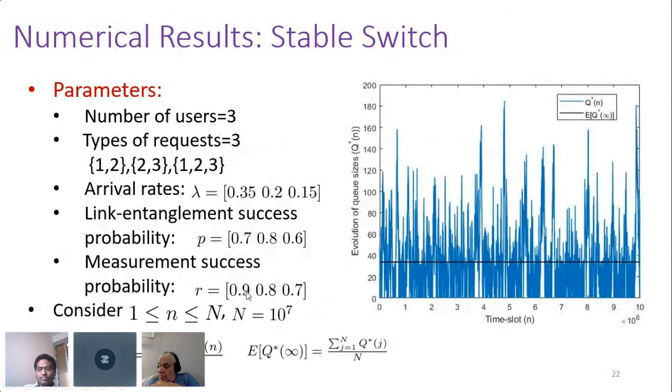Now in this figure, what I have shown is the evolution of Q star n as a function of n, where Q star n is essentially the empirical average of different types of requests. So at time slot n, we look at the queue sizes of different types, and then we take the sum of all the queue sizes and divide by 3. Similarly, we also include the expectation of Q star infinity, which is the stationary average value. Now, as you see, the empirical average is constant, is finite.